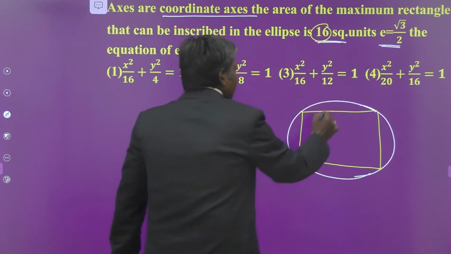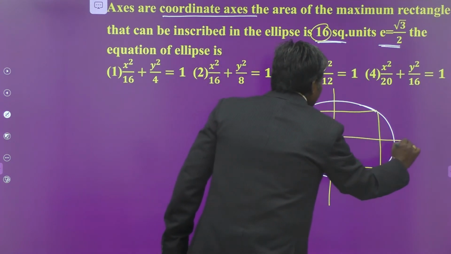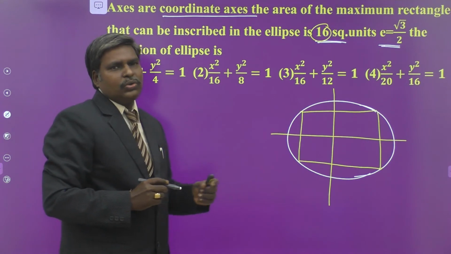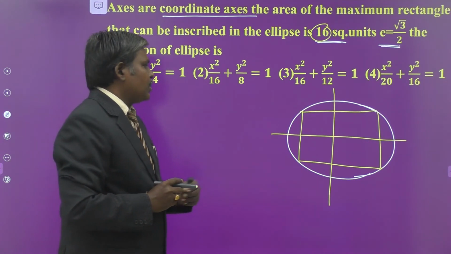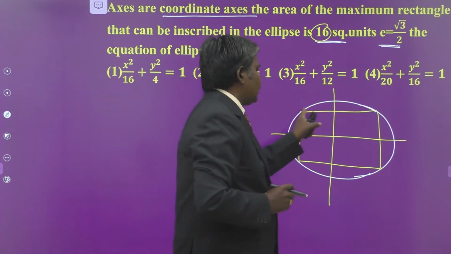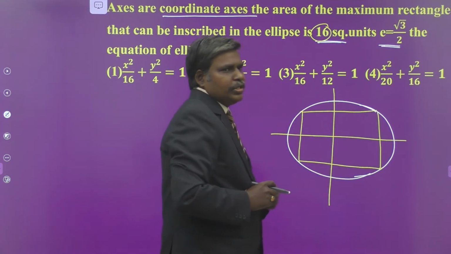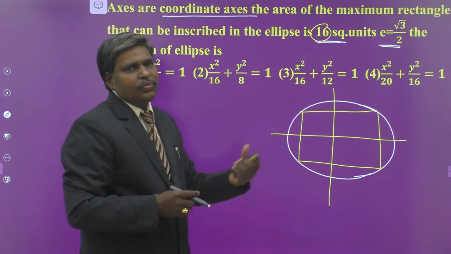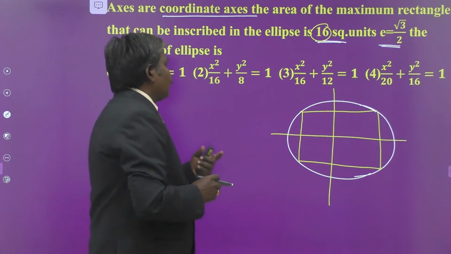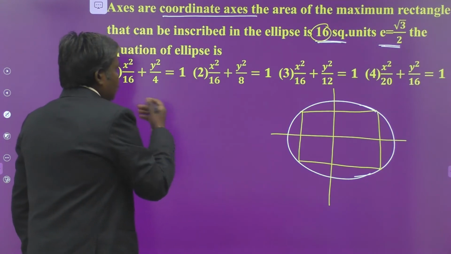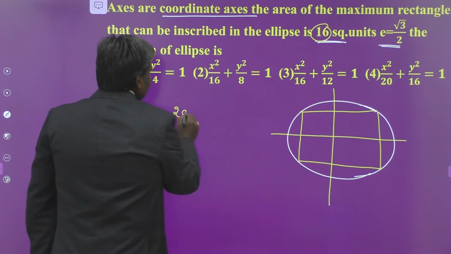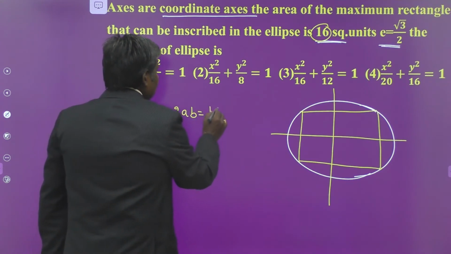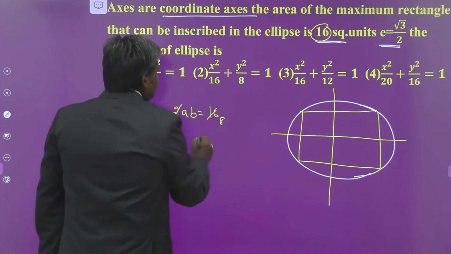So we know that the maximum area of a rectangle that can be inscribed in the ellipse is 2ab. Am I correct or not? Its dimensions are root 2a and root 2b. Because if you take a cos theta comma b sin theta, its length is 2a cos theta and its width is 2b sin theta. Find their product; at sin 2 theta equal to 1, we get the maximum area, which is 2ab. Already we know that 2ab, the maximum area, is 16 square units. So ab is equal to 8.